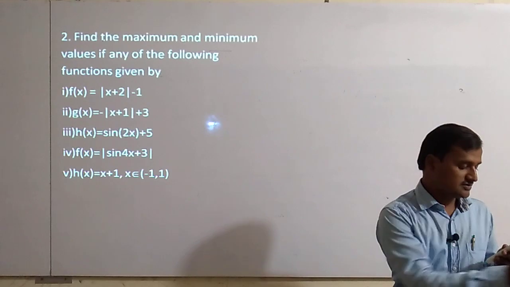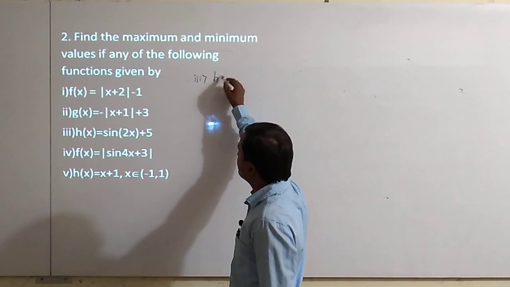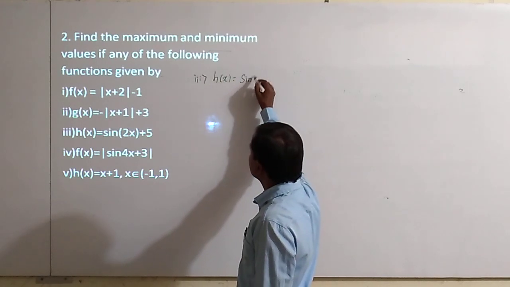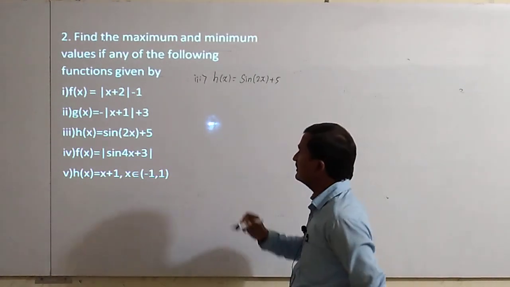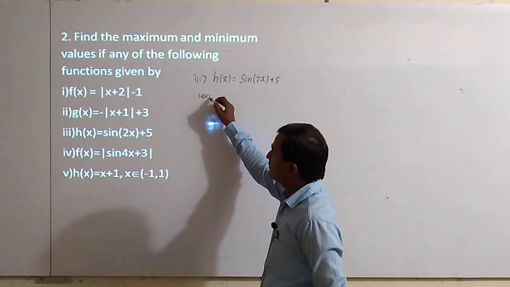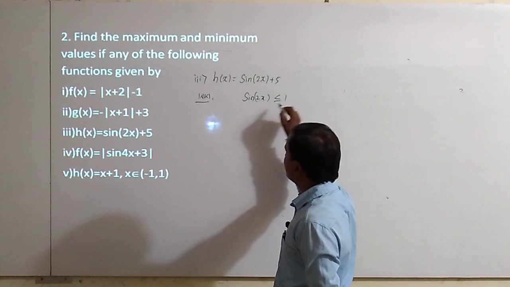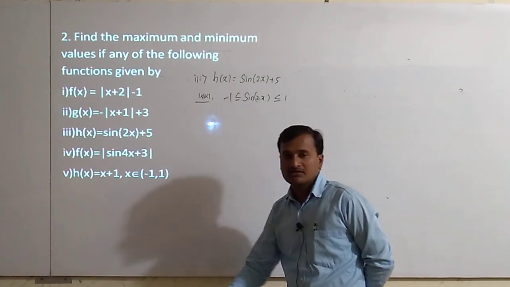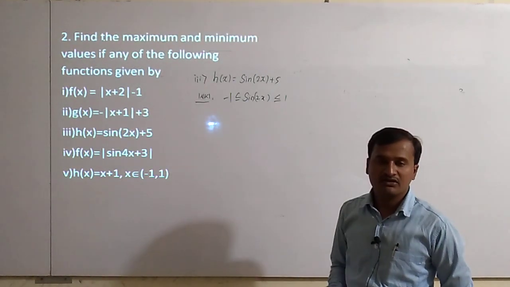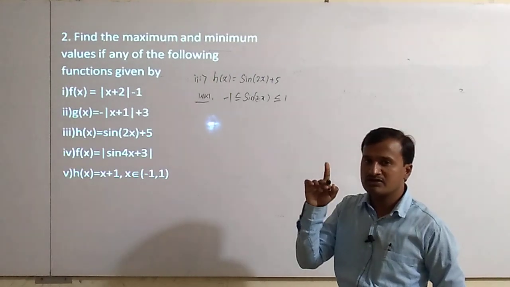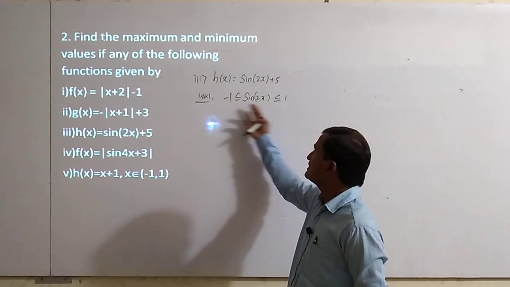Okay, third one, that is h of x. H of x is equal to sine of 2x plus 5, right? Okay, now we know that sine 2x lies between 1 and minus 1, right? The maximum value of sine 2x, or sine x, sine 4x is 1 and the minimum value is minus 1, or sine 2x lies between minus 1 and plus 1.